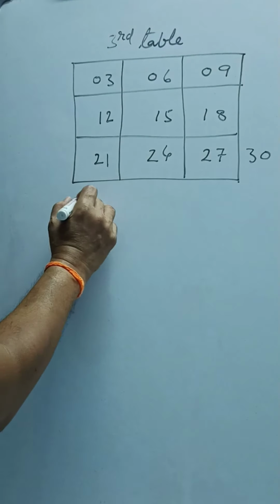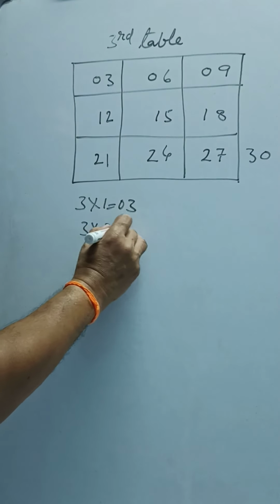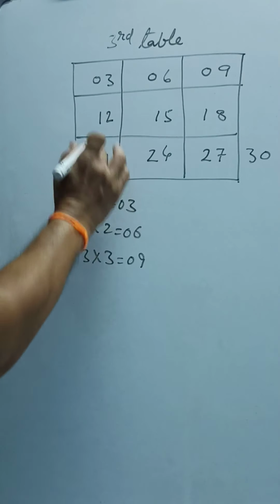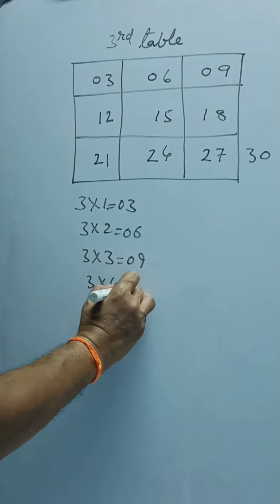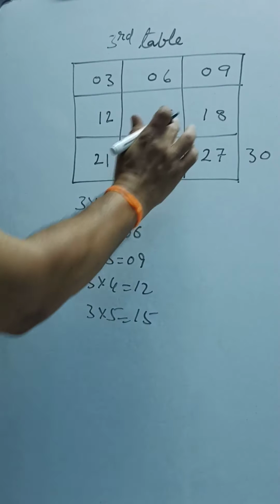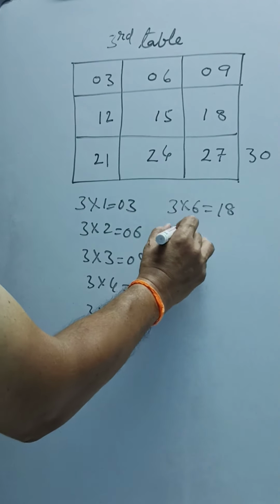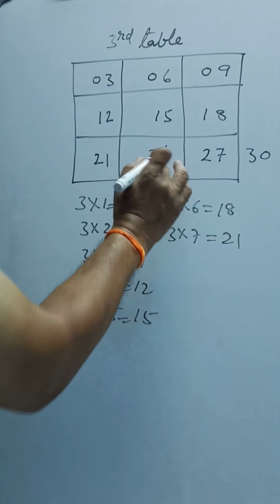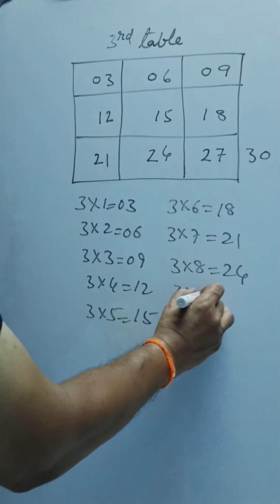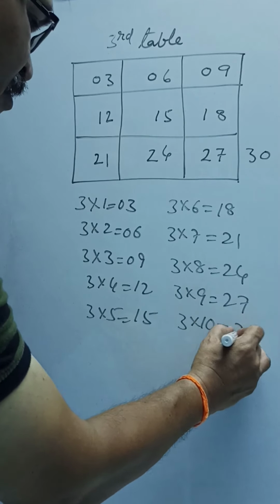3 ones are 3, 3 twos are 6, 3 threes are 9, 3 fours are 12, 3 fives are 15, 3 sixes are 18, 3 sevens are 21, 3 eights are 24, 3 nines are 27, 3 tens are 30. Third table is over.